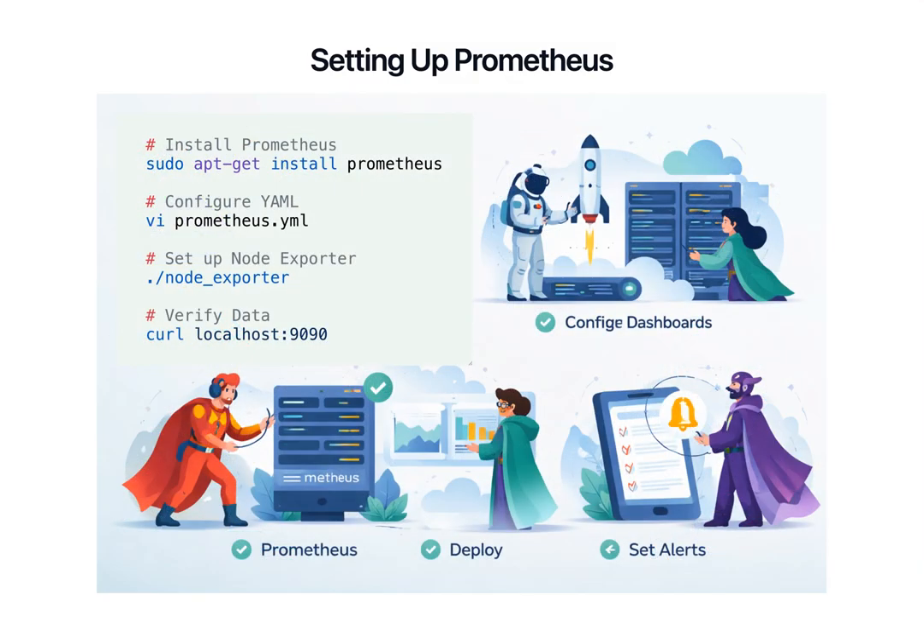Begin by installing Prometheus on your server. Configure the YAML files to define data sources and set up node exporters to collect metrics. Verify that data collection is functioning correctly.